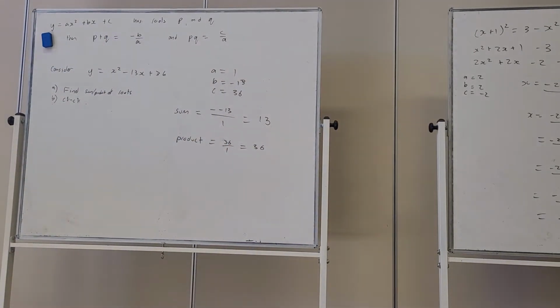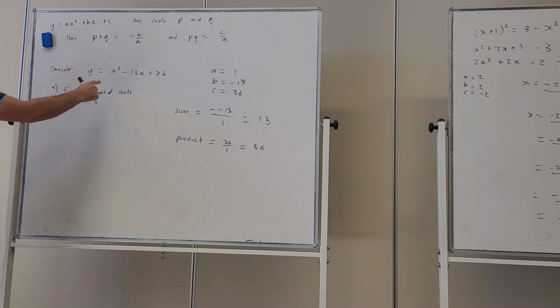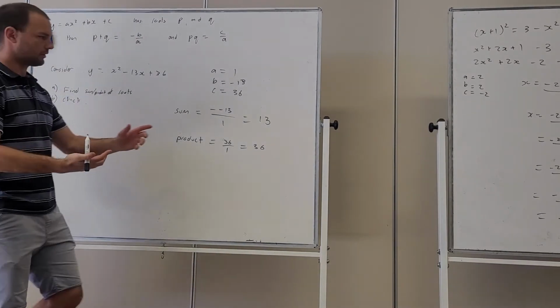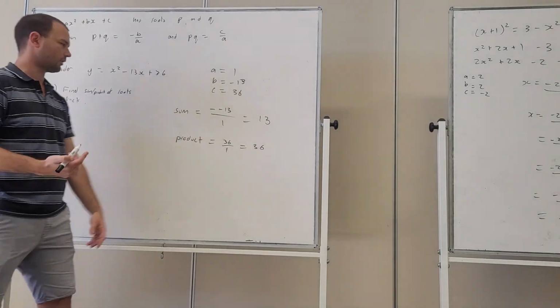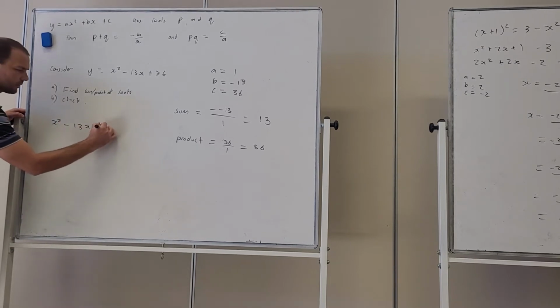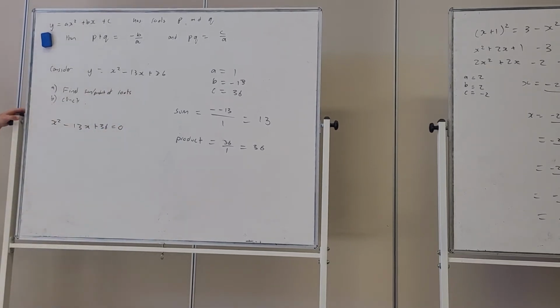Part B says we've found the sum and product. Let's check by finding the roots of this quadratic, and then we're going to see that when you add the roots together, you get 13, and when you multiply the roots together, you get 36. So this is pretty evident. If we're trying to find the roots of this quadratic, that means we're trying to find when it's equal to 0, and so we're going to need to perform the cross product method.